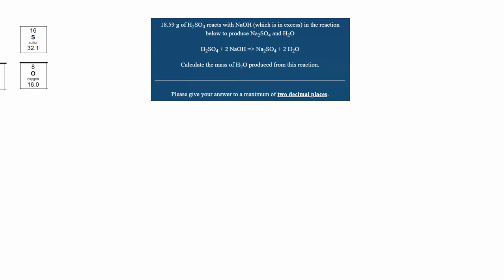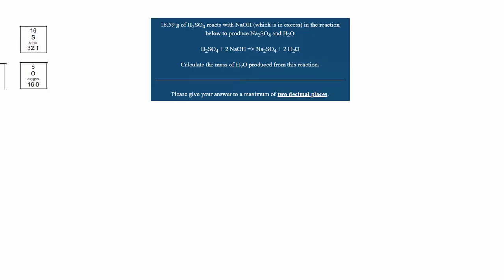Well, what we've been told in the question is that 18.59 grams of H₂SO₄ is what's reacted, and the NaOH that it reacts with is in excess, right? Now what that tells us is that the limiting reagent in this particular case is going to be the H₂SO₄, not the NaOH. Therefore, the most relevant detail for working out the mass of H₂O produced is the amount of substance of H₂SO₄, right? Because then we can work out the H₂O through the molar ratio.